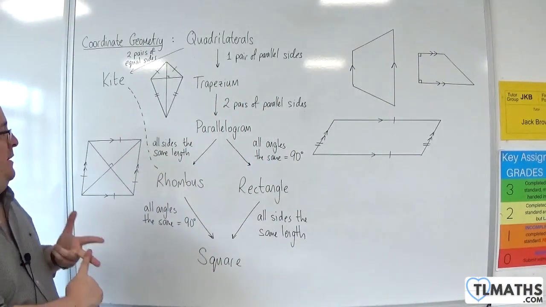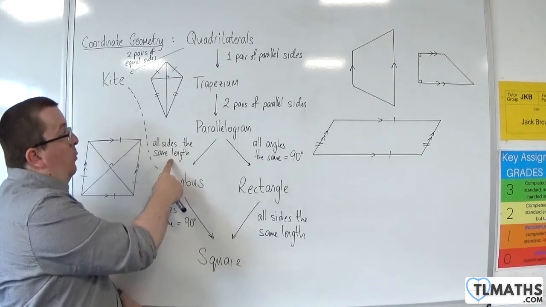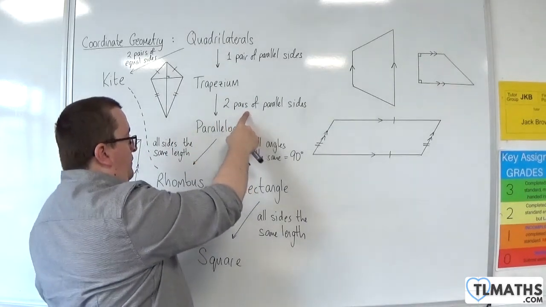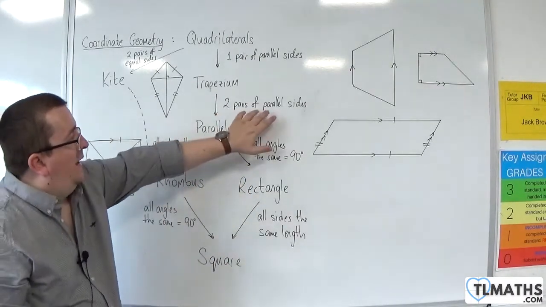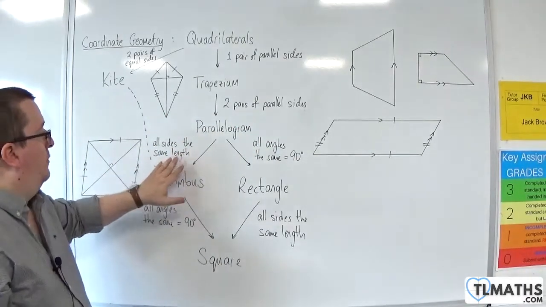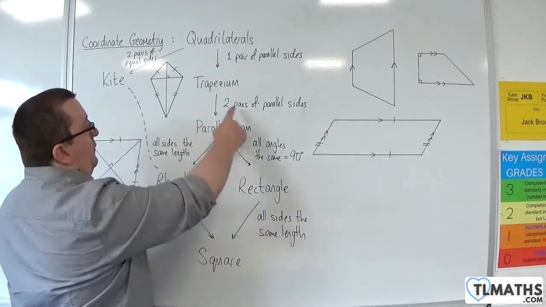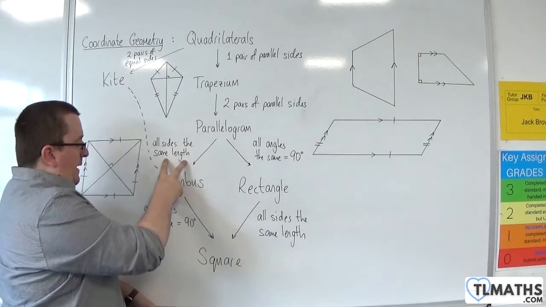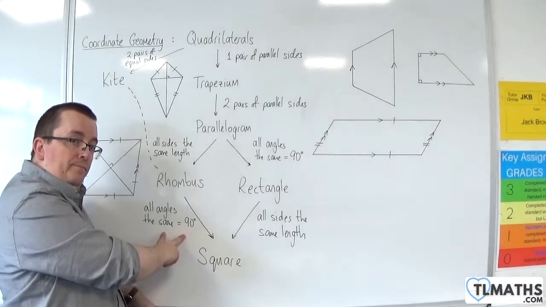So in order for it to be a square, all the sides need to be the same length as well. And it must have two pairs of parallel sides. Okay? But that essentially you could read off from the fact that you have both of those conditions, right? So, although the square requires two pairs of parallel sides, all sides the same length and all angles the same at 90 degrees covers that.